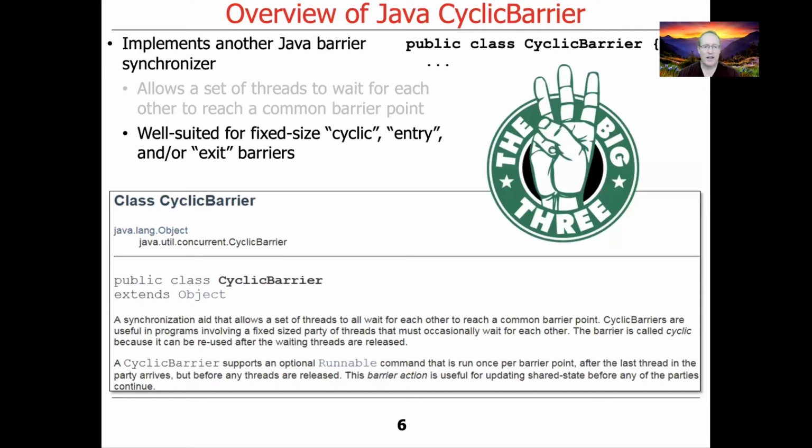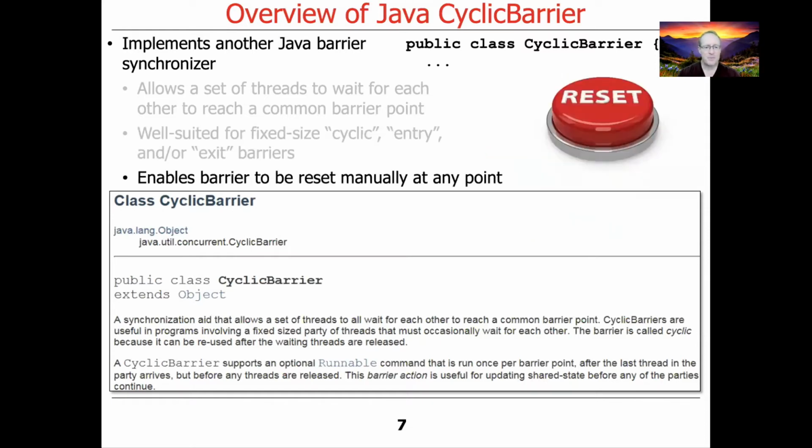The CyclicBarrier is very well suited for cyclic entry and/or exit barriers. If you recall, those were the three different categories that we talked about when we introduced the concept of barrier synchronizers earlier. And so you get all three of these with cyclic barriers. Cyclic barriers can also be reset manually at any point, although that triggers something called a broken barrier exception to indicate to the waiting threads that they didn't get through the process in the normal path, but through something being reset.